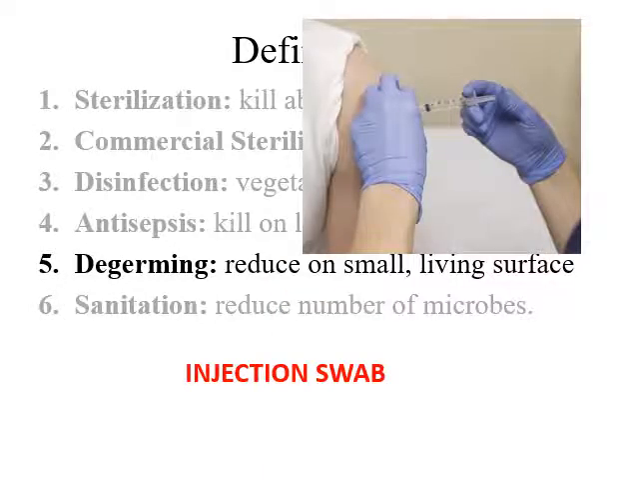Degerming refers to antisepsis of a small surface. So when you go for a flu vaccination, the nurse will tear open a package that has a little tissue in it that's saturated with ethanol, and the nurse will rub that ethanol onto a little surface where they're going to poke the needle. And so that's called degerming.